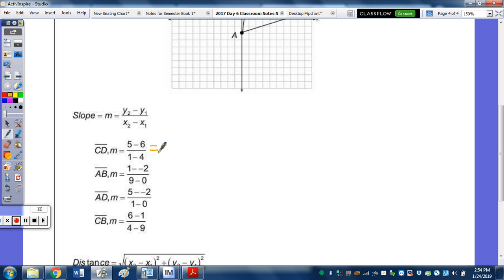1/3, because we get -1/-3, which is a +1/3. What about the slope of AB? 3/9, which is also 1/3. Notice I put these two, after I drew it, I put the slopes right next to each other. And then the slope of AD is 7/1, which is 7. And then CB is 5/-5, which is -1.